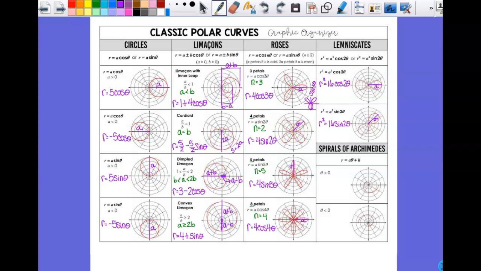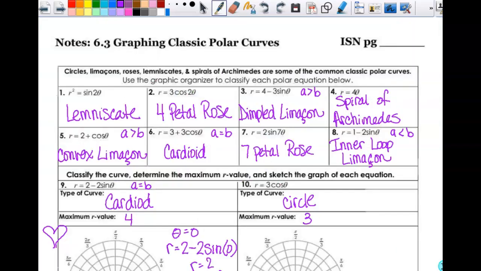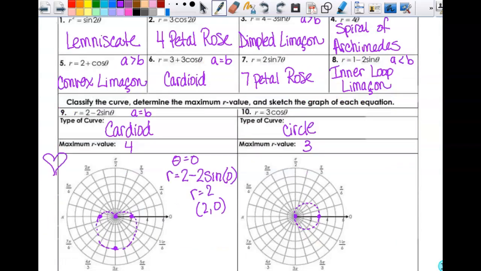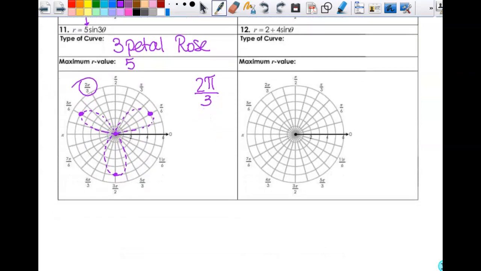All right, we are going to pick up where we left off yesterday with the graphing, so make sure that you have your graphic organizer handy because you need to be able to look at this. This is where the information's coming from that we need. So we finished with number 11, so we're on number 12.